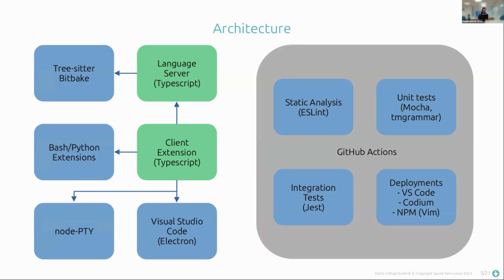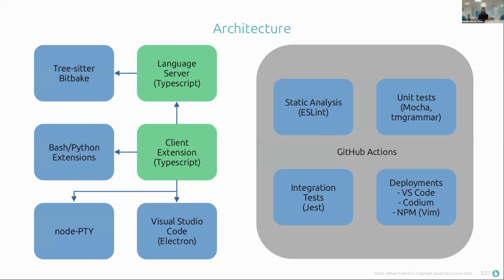So we also interface with other Visual Studio Code libraries, mostly the Bash and Python extensions. This allows us to provide the same features for the Bash and Python sections inside Bitbake recipes as if you were typing a normal Bash or Python application inside Visual Studio Code. So you get basically the native experience even inside those small Bash and Python sections of Bitbake recipes.